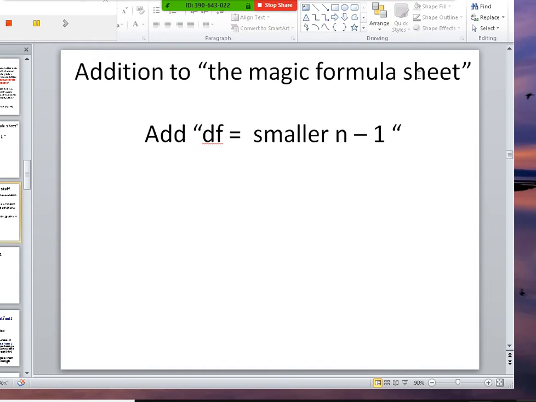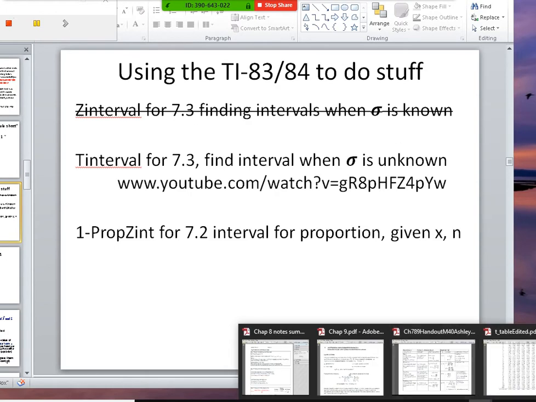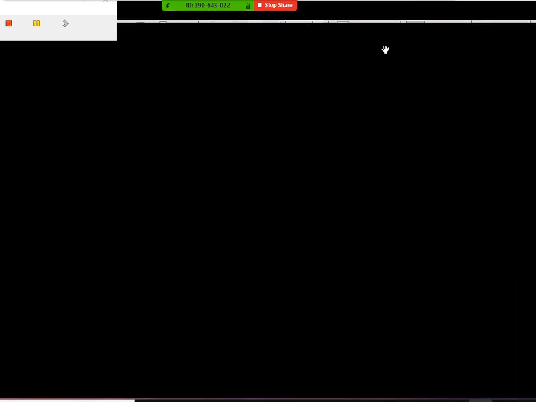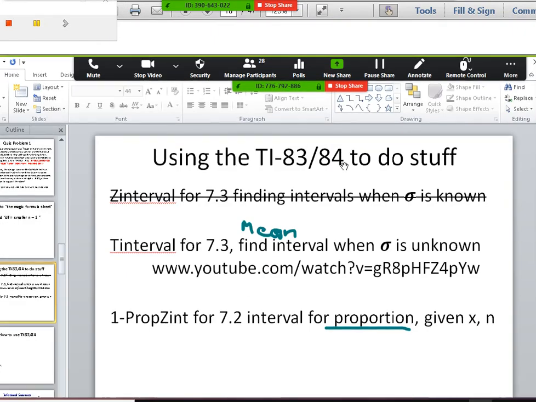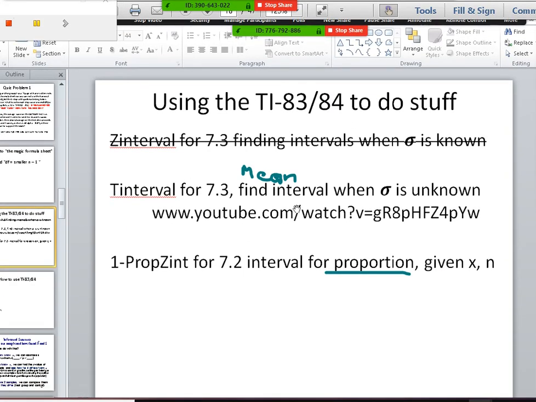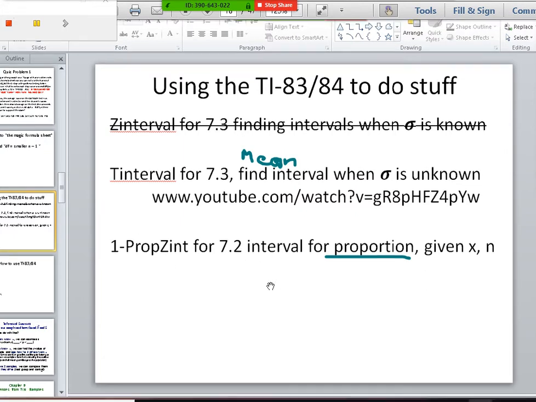Using the TI 83, 84 to do stuff, we kind of talked about this a little bit last class. Just a reminder, if you're talking about a confidence interval, you're going to use the t-interval for means. If it's a confidence interval for proportion, you're going to use 1 prop z interval.